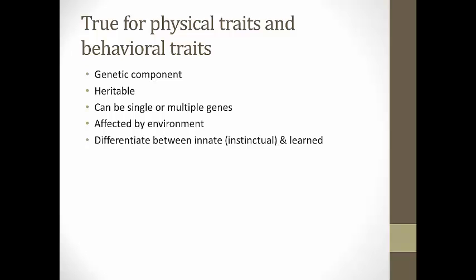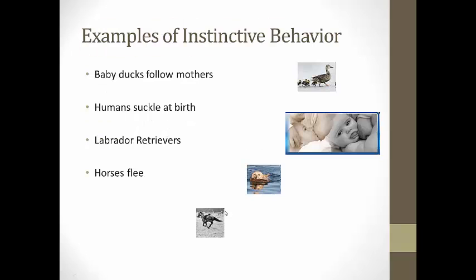And there's another distinction we like to make in the case of behavioral traits, and that is the differentiation between innate or instinctual traits and those that are learned. What are some examples of instinctive behavior? Here we appeal largely to animals. For instance, when baby ducks are hatched, without any learning or prodding or other kinds of teaching, those babies will immediately follow their mother duck.